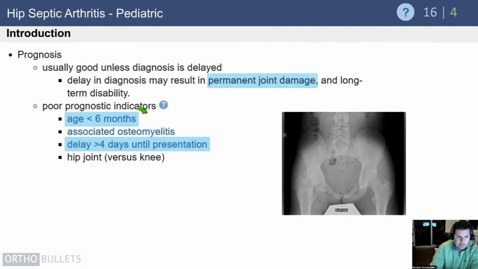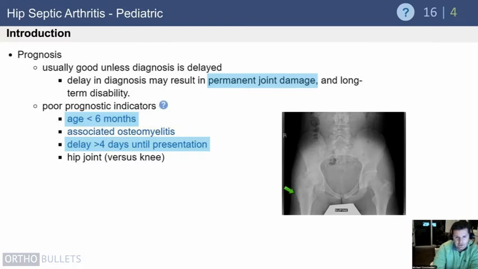So the prognosis for septic arthritis is generally pretty good if you get to it early. The key, again, is that this is a surgical emergency. The ones that we see turn into disasters are those that are delayed. The x-ray here is a patient of mine that presented late, was passed around for a while, and you can see they also have an associated osteomyelitis. You can see the cyst here as well, and so they had a bad outcome.